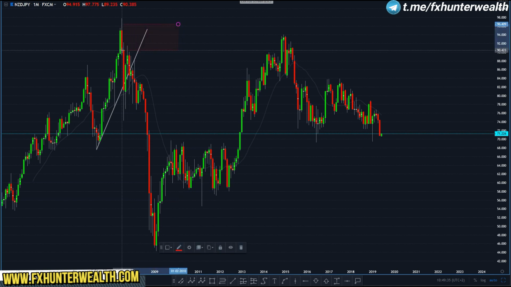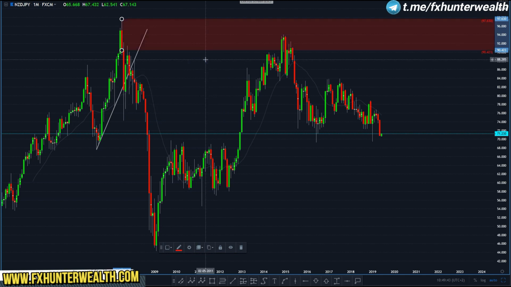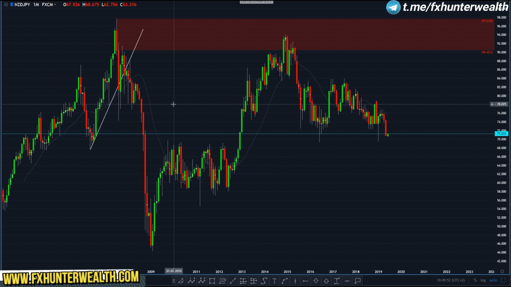was broken. Here the supply zone was created. So I draw the level, and then I will see if in the future this level plays some role. I can of course see right now that it played some role. So okay, this one is the supply zone. Then when the price drops and the trend line is broken, here another supply zone is created.